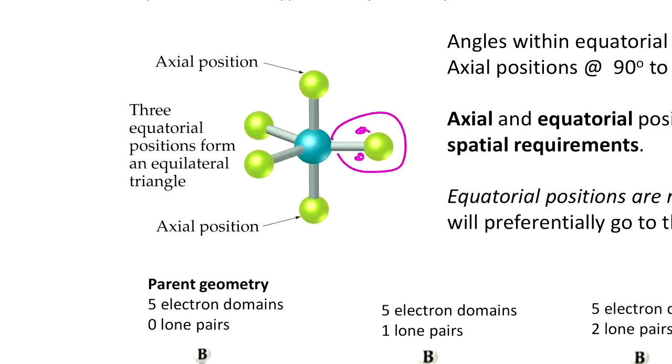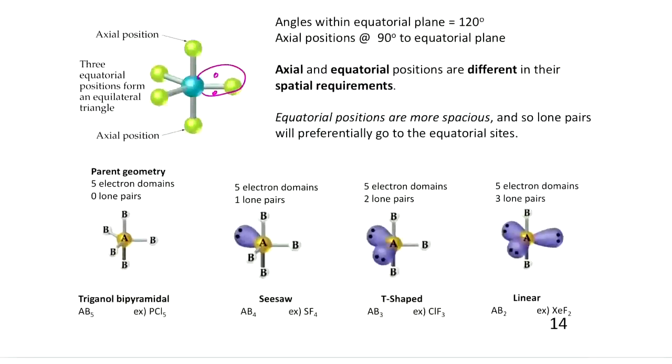Because if you live right here, you are 120 degrees away from anything else. Versus if you go in the top position up here, you gave yourself less room, and so you are only 90 degrees away from other things. So if you're a fat, juicy lone pair, you want to go right there. All right, so that's what we see here in terms of our shapes.